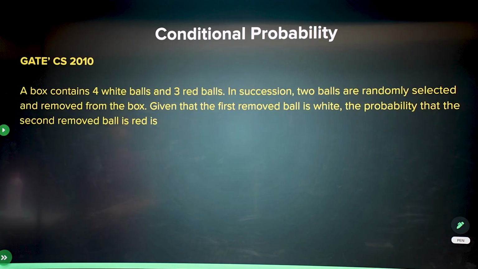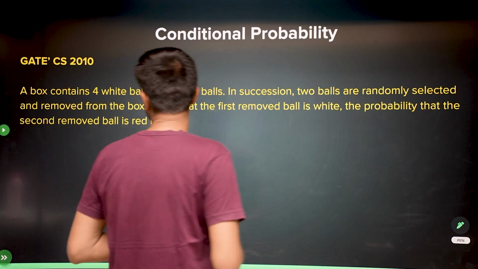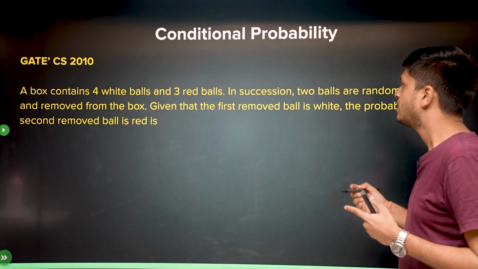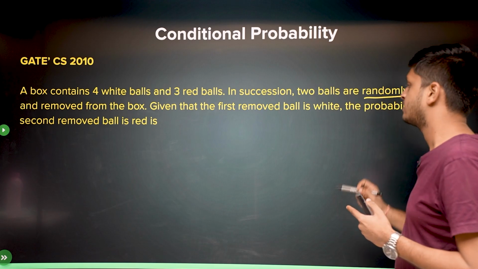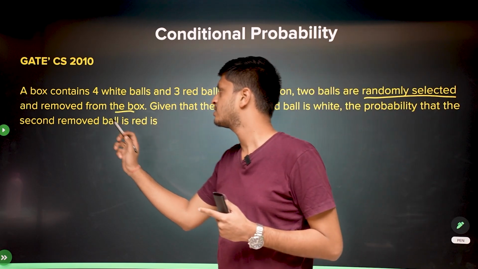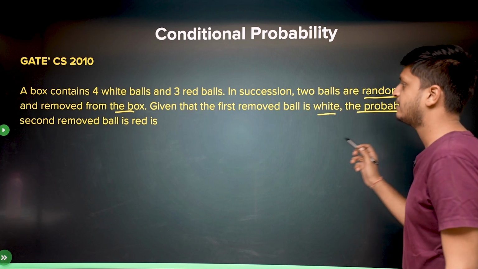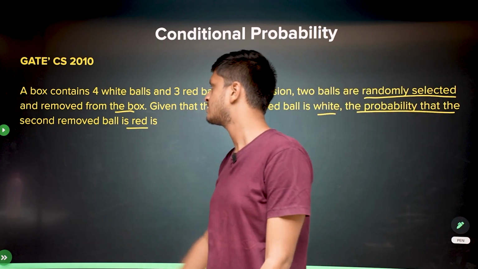Okay. Moving on to the next question. This question has been asked in GATE 2010 in computer science. A box contains 4 white balls and 3 red balls. In succession, 2 balls are randomly selected and removed from the box. Given that the first removed ball is white, the probability that the second removed ball is red is.